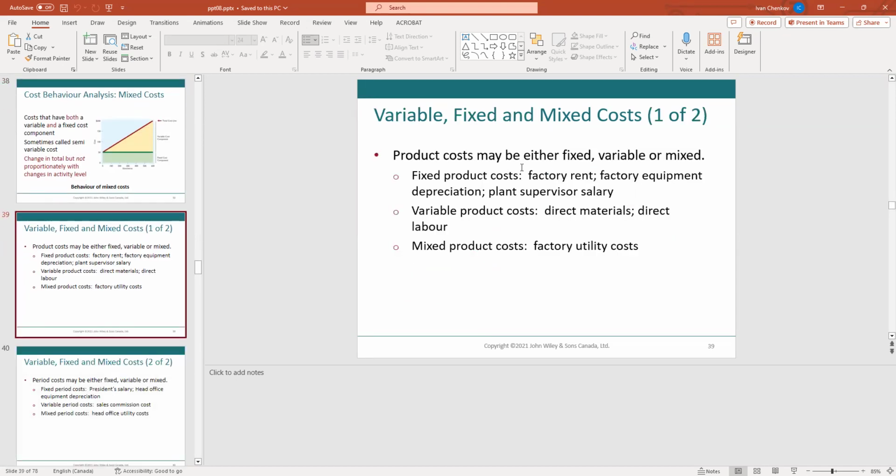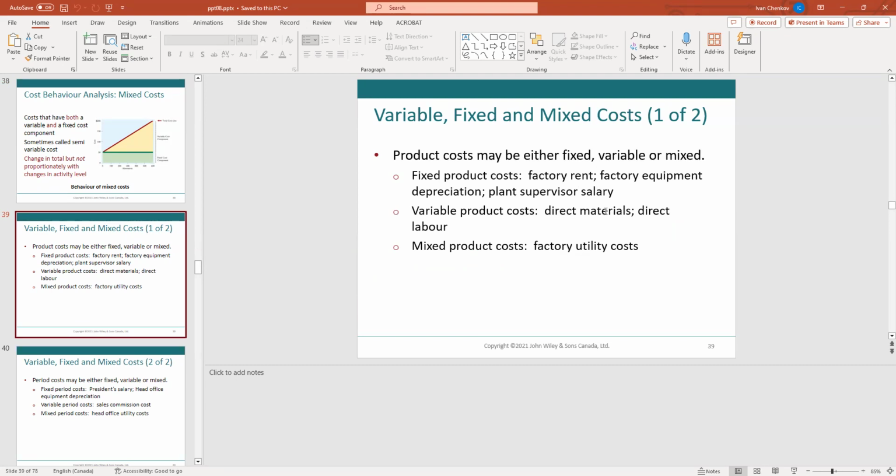Product cost. Now, product cost can behave either as a fixed cost, a variable cost, or a mix. So what we have to do is find out how the costs behave. We're going to check the costs and see which ones are the fixed costs in our product. That will be the rent, depreciation, and supervisor salary. What will be the variable cost then?